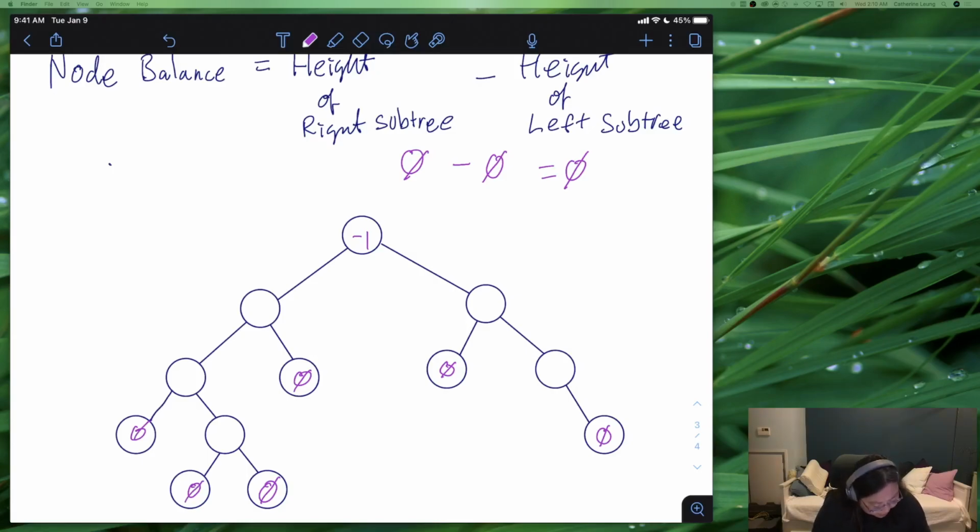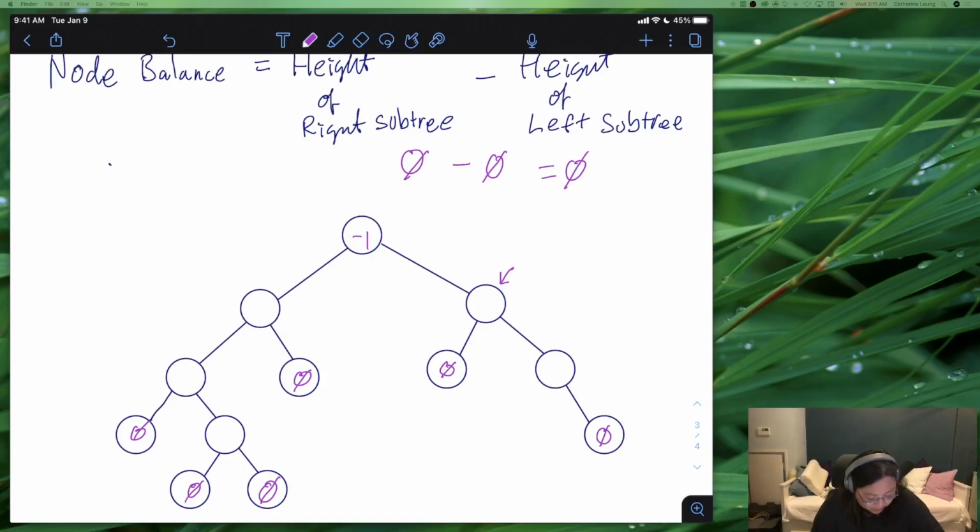Now let's take a look at this tree right here. What is the balance? Sorry, not this tree. Let's take a look at the node right here. Oops, the node that I just erased. This node right here. What is the balance of that node? Pause this video and do the calculation, and give yourself a few seconds to do it, okay?